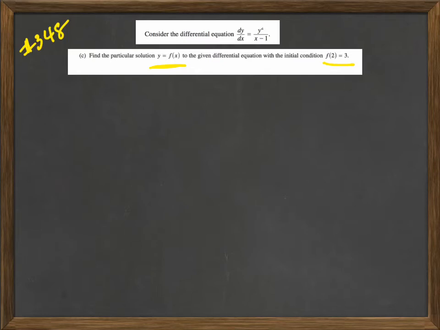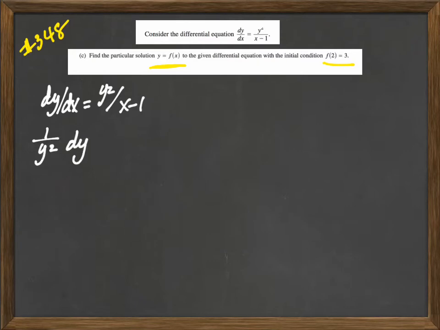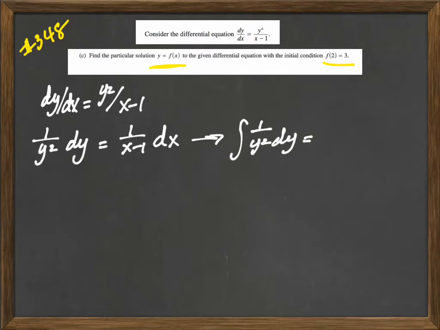You have dy/dx equal to y squared over x minus 1. So let's separate the variables. 1 over y squared dy is equal to 1 over x minus 1 dx. That's a little different. All right, then we'll integrate both sides. The integral of 1 over y squared dy is equal to the integral of 1 over x minus 1 dx. So we've separated the variables and integrated both sides, so now let's take the antiderivative.